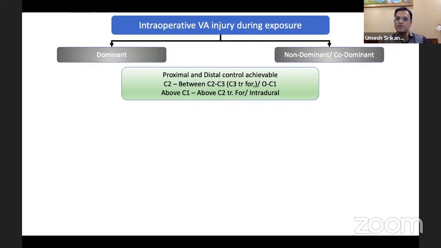in order to assess, especially if there is an intraoperative vertebral artery injury, the consequences of sacrificing one vertebral artery. So if there is an injury, in either case, it is always better to have good proximal as well as distal control. And it is very difficult in some cases.